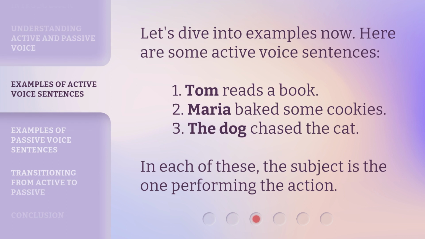Let's dive into examples now. Here are some active voice sentences. 1. Tom reads a book. 2. Maria baked some cookies. 3. The dog chased the cat. In each of these, the subject is the one performing the action.